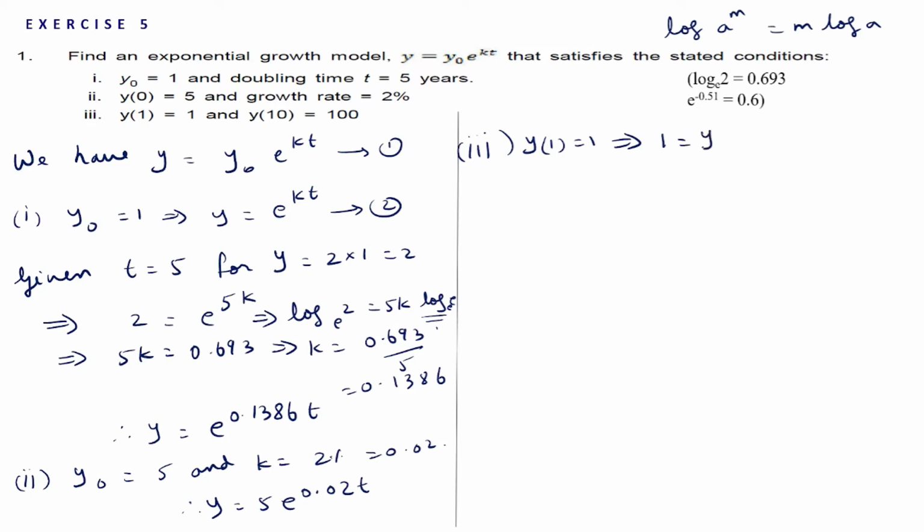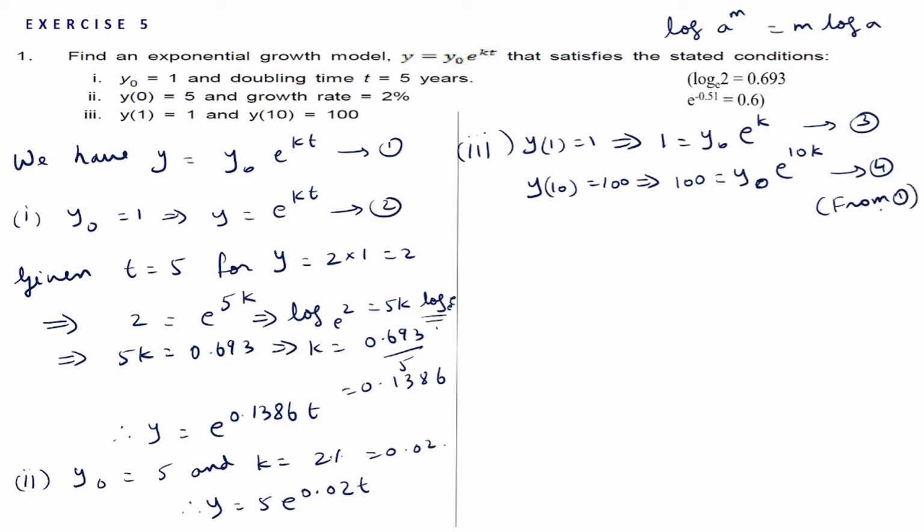Implies y is equal to y naught into e raised to k. Y of 1 equal to 1 means when t equal to 1, y equal to 1. And then y of 10 equal to 100. Y of 10 equal to 100, the meaning is that when t equal to 10, y equal to 100. So 100 equal to y naught into e raised to 10k. Let us take this as 3 and 4. These two are from 1.